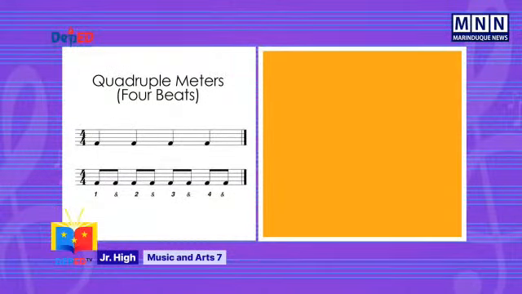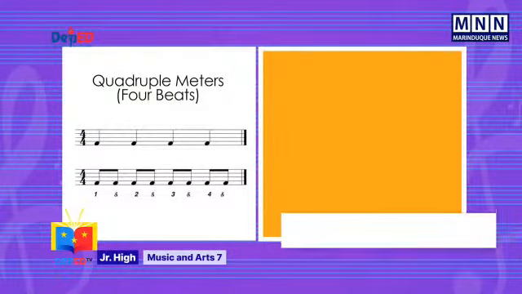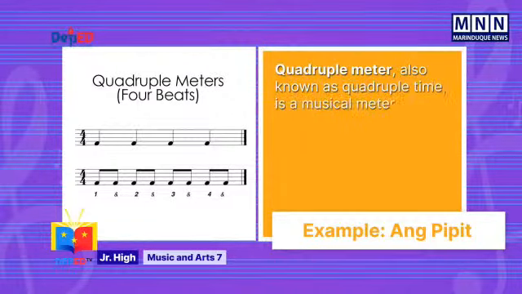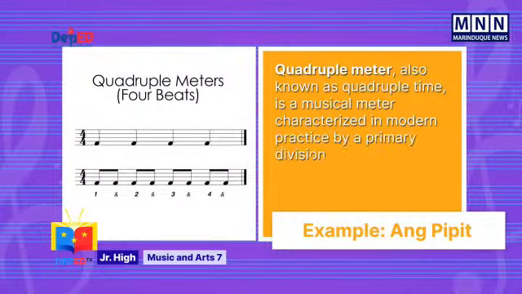Lastly is a quadruple. The song Ang Pipit has a quadruple meter. Quadruple meter, also quadruple time, is a musical meter characterized in modern practice by primary division of 4 beats to a bar. But whatever their meters are, they all surely sound good.